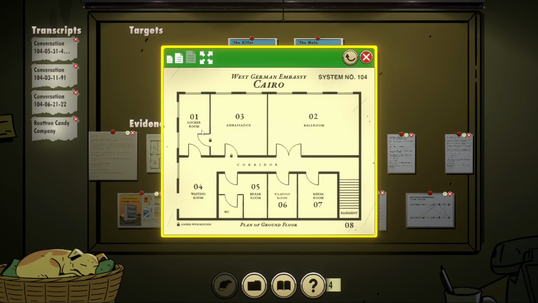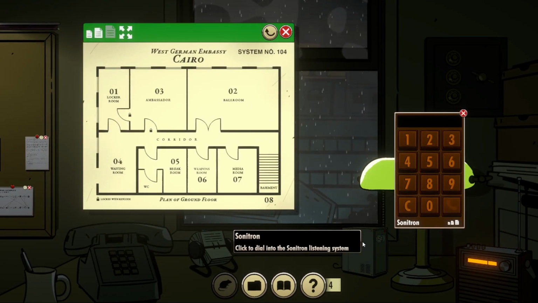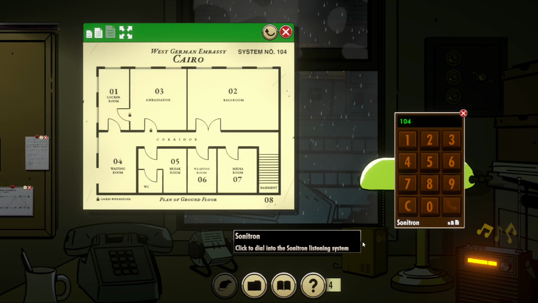So they're not going to be in the locker room if you're escorting. Not in the break room. You're not gonna be in the weapons room. You're gonna be in the ballroom. 11, 21, 31. Nope. Would they even be in there? I don't know.